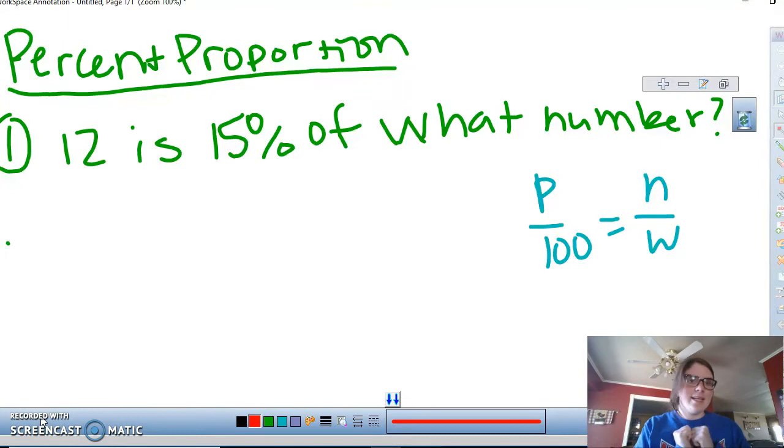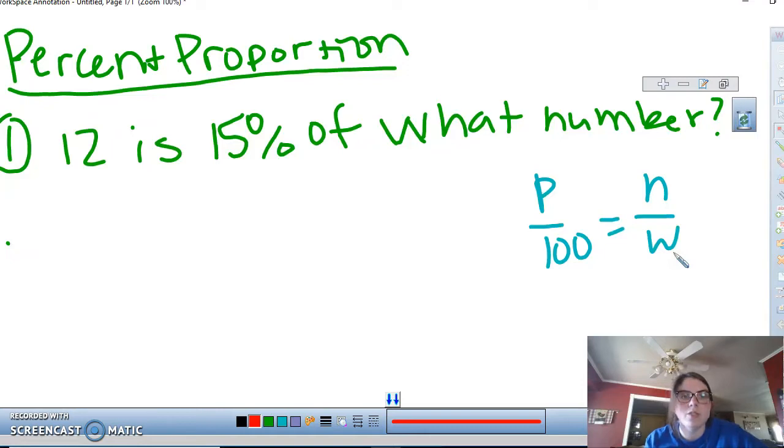Let's get started. So we're going to be reviewing how to do the percent proportion formula. So the first question that we're going to do, it says 12 is 15% of what number? So remember that we had this formula right here that we've been using recently. So the P stands for percent, the N stands for the part, and that is usually by the word is, and the W stands for the whole, which is usually by the word of.